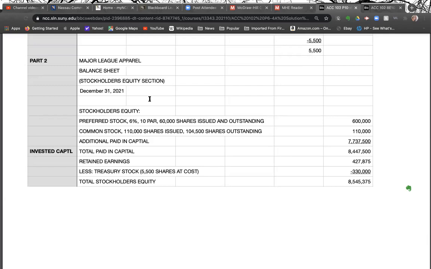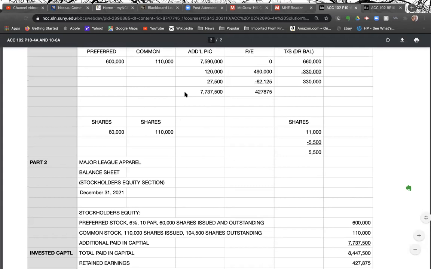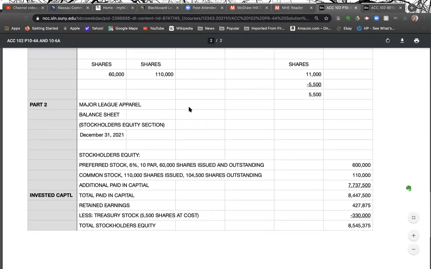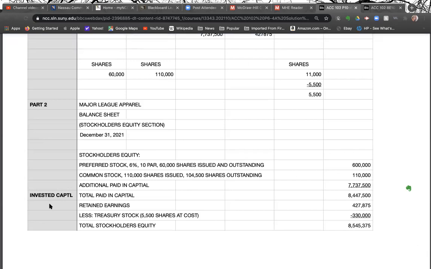The additional paid in capital was 7,737,500, which we got here from combining all that. That gives you total paid in capital of 8,447,500. And notice I put here in bold type, this is invested capital. How much did the stockholders pay me for their stock? $8,447,500.